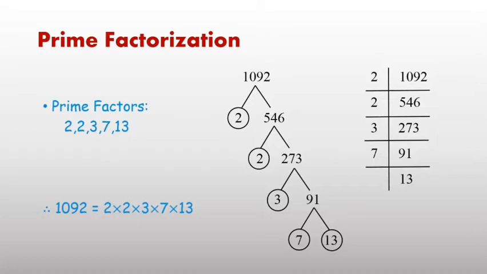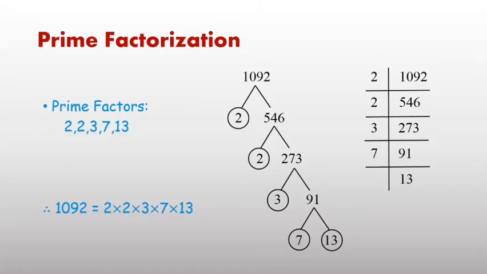For example, if a number is given as 1092, you have to find the prime factors of this number. 1092 is divisible by 2. If you divide by 2, you will get 546. Again, it is divisible by 2. Divide, you will get 273. Then divide by 3, divide by 7, and last divide by 13.